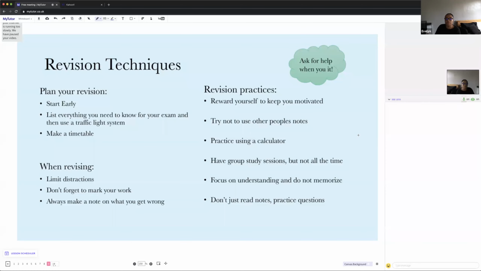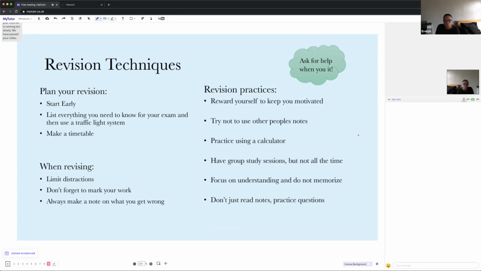Now, revision practices: reward yourself to keep yourself motivated, whether that is maybe once in a while going to the cinema with your friends, obviously when the cinemas are open, or treating yourself with chocolate or your favorite snack or something like that, or watching a Netflix show, something to keep you motivated. It's really hard, even at uni for myself, when you're revising, to keep your focus, especially when you're not motivated to do it. So do little things to reward yourself to make sure that you go back to your revision and you look forward to the end result.